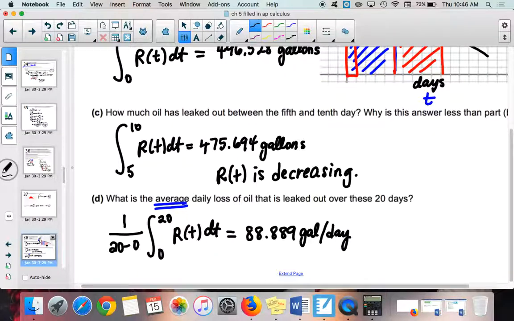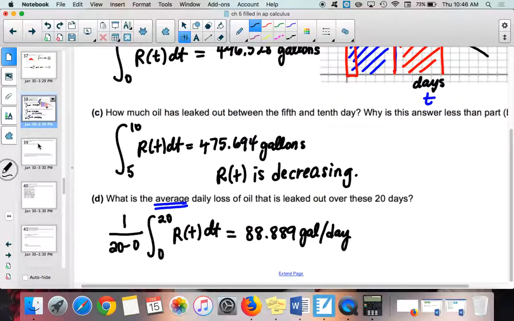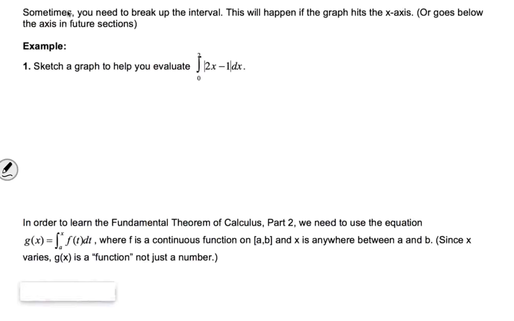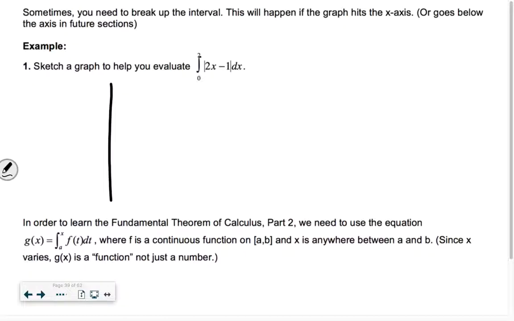Okay, does all of this make sense? Do you think you could do that on an AP test? I think you could. All right, so sometimes you need to break up the interval. So this happens when the graph hits the x-axis. We don't know how to integrate absolute values. We haven't really talked about how to integrate an absolute value. So we always sketched it out, and I would continue to sketch it out because it's the easiest way to do this.